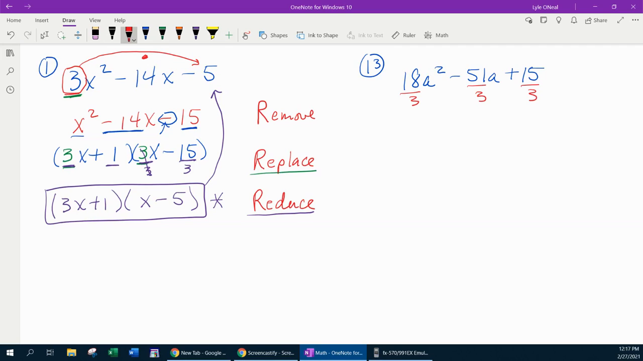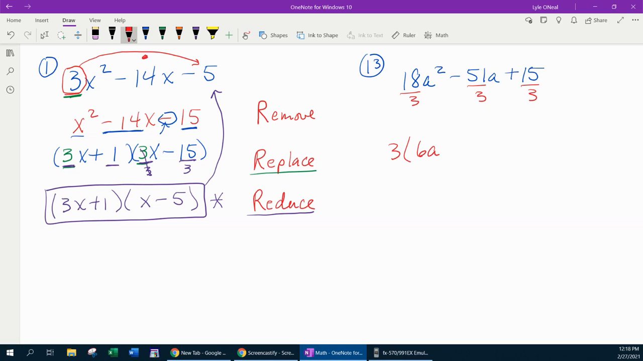3 will divide into all 3 of these numbers evenly, and they don't all 3 have an A, so the GCF is 3, and I do have to factor that out first. So when you factor out, you're dividing. 18 divided by 3 is 6.